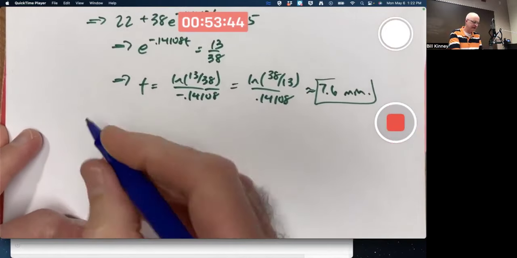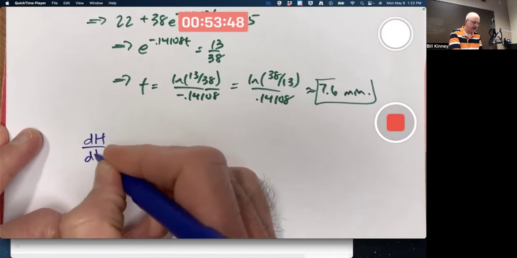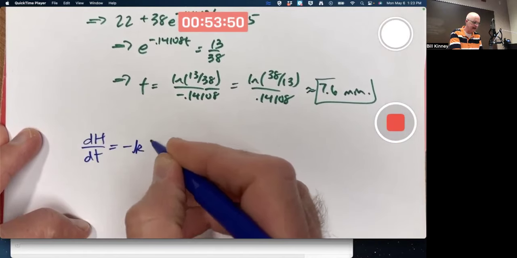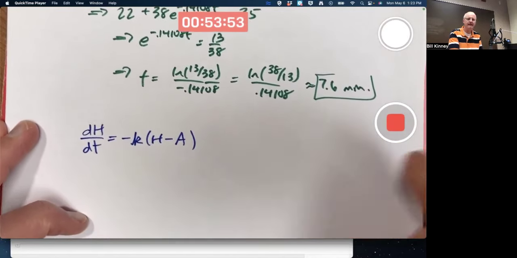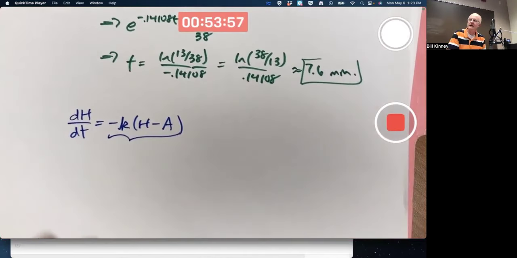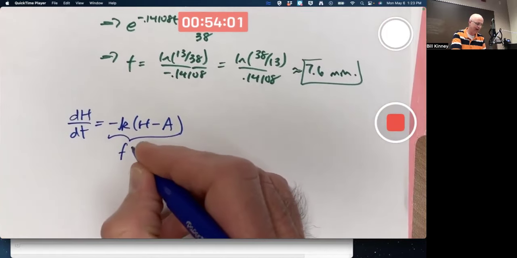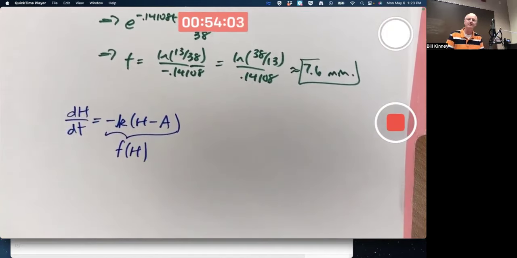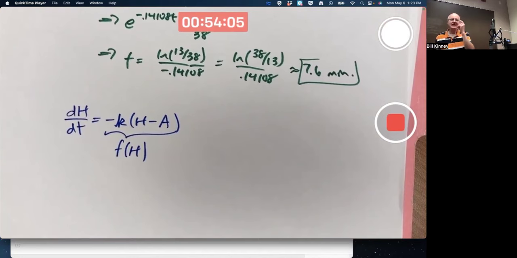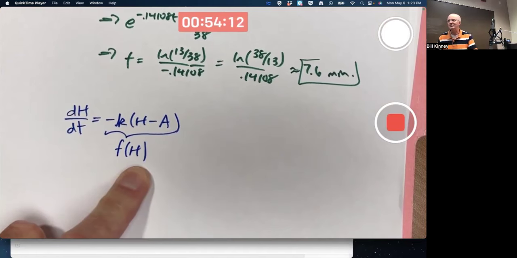Let's relate all this to slope fields. Let's go back to the differential equation. dH dt is negative k times h minus a. I could give this expression on the right-hand side a name. How about f of h? It's got parameters in it, k and a. I could call it f sub k comma a of h, but that's a little overkill.